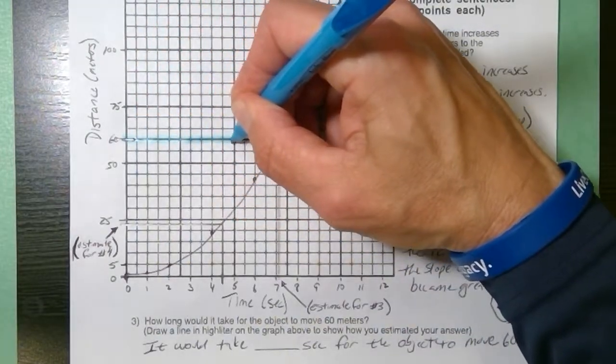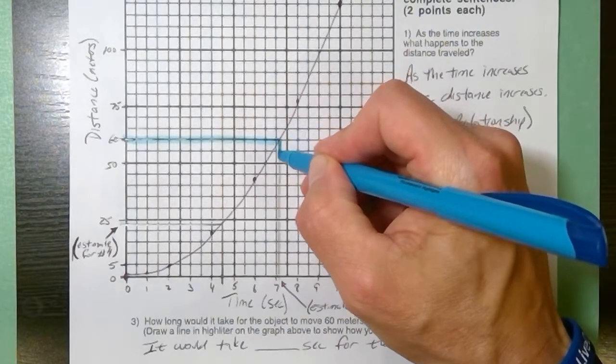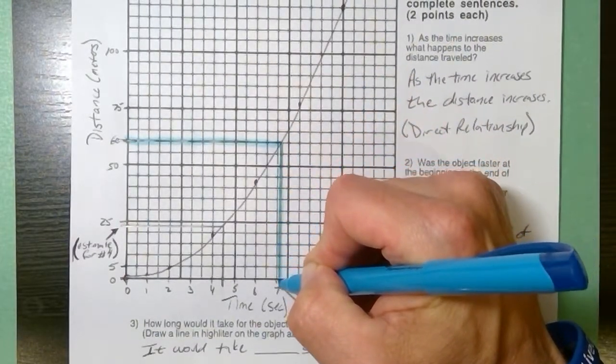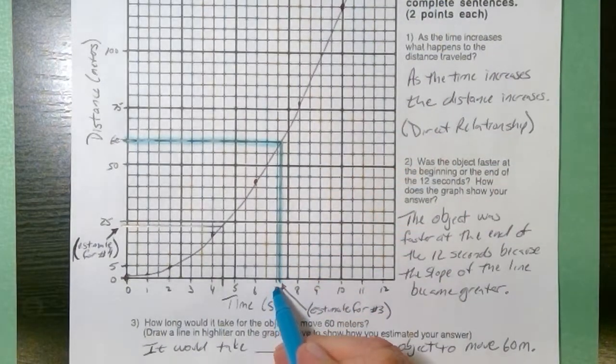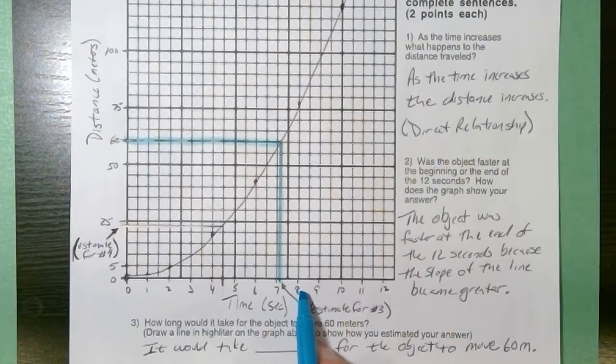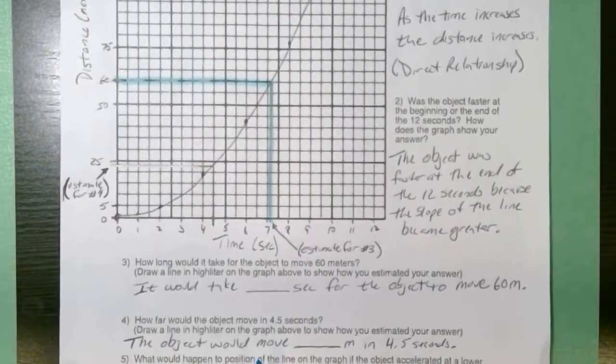The direction says draw the line in highlighter, so I'm going to take a blue highlighter. I'm going to go across until it hits my line. You'll notice it's a little bit past that mark. So as I come down, I have to make sure that I'm estimating how far over this is. So it's somewhere between 7 and 8 seconds. So you're going to have to give me a value that you think that small increase above 7 is going to represent.